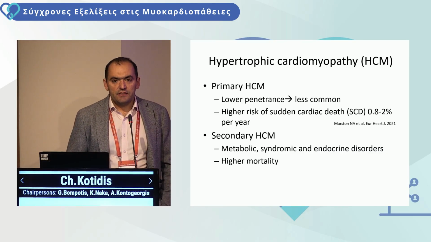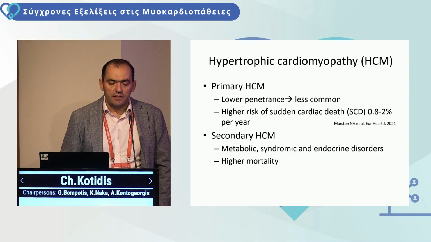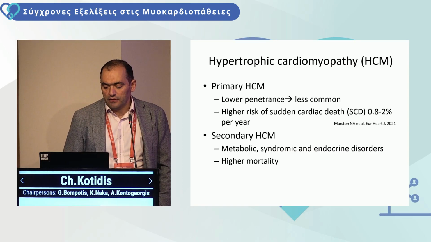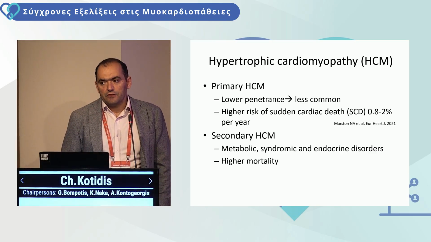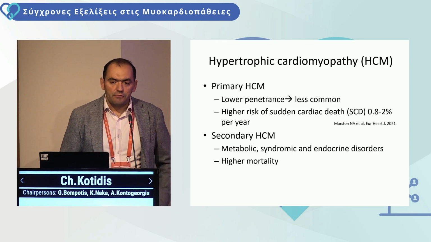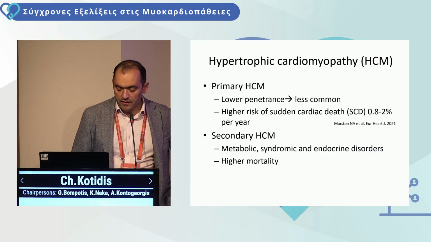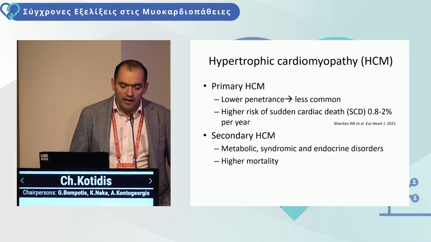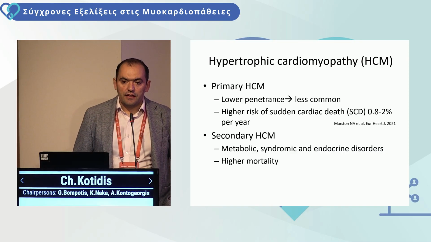The lower penetrance makes this less common, however, these patients have high risk of sudden death compared to adult patients, with up to 2% risk of sudden death per year. We also see secondary hypertrophic cardiomyopathies, some of which do not survive to reach adult life, and they have higher mortality. These are due to metabolic, syndromic, and endocrine disorders.